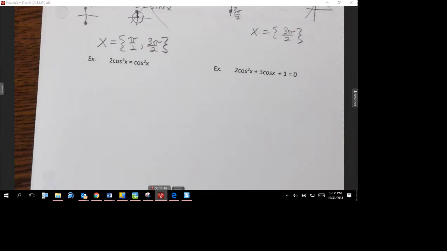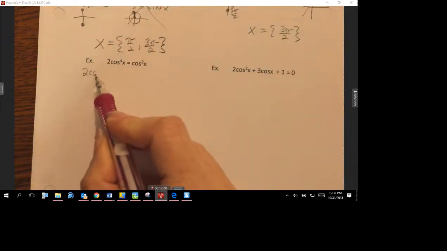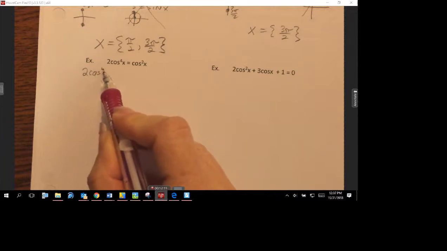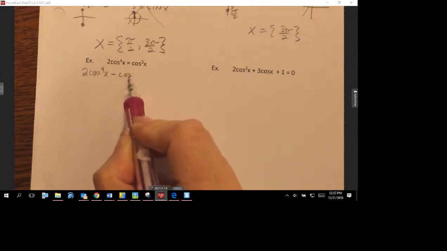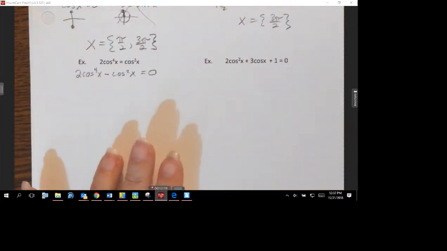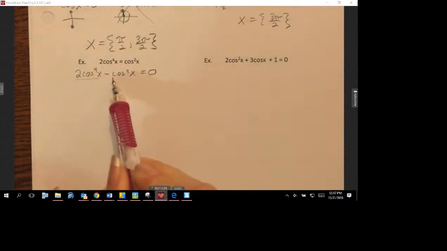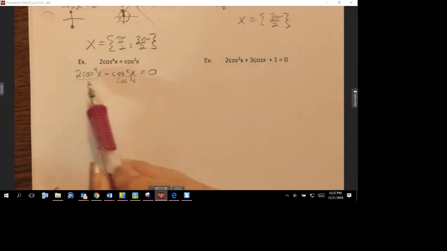All right, next one. What are we trying to do? Set it equal to 0? Yeah. So that we can factor. If it doesn't equal 0, you're not going to be able to factor, or you won't be factoring correctly. So set it equal to 0. And then what is our very first step of factoring always? Greatest common factor. Is there one? Yes. Cosine squared x.